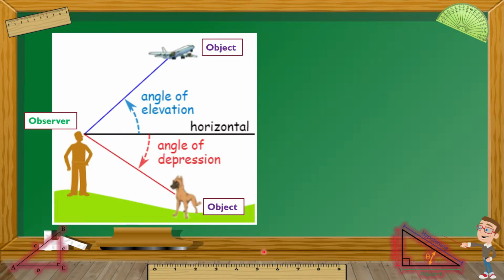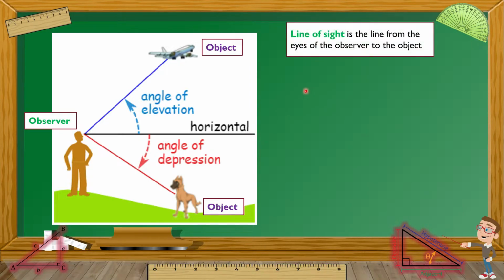Okay, define natin itong angle of elevation and angle of depression. So, let's consider this picture. So, meron tayong tinatawag na observer. Ito yung observer natin. At meron din tayong tinatawag na mga objects. So, itong object na to, itong eroplano, at itong aso dito. So, yan yung mga object natin. And ito yung observer. And then, meron tayong tinatawag na horizontal line. Ito yung straight line. Straight line na horizontal siya. Yan. And meron din tayong tinatawag na line of sight.